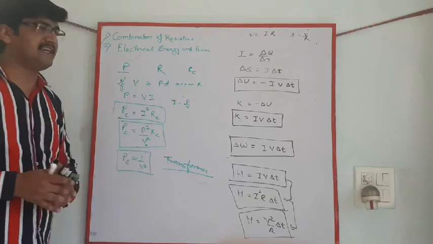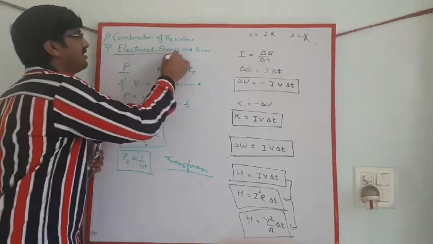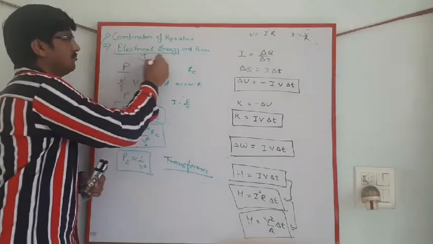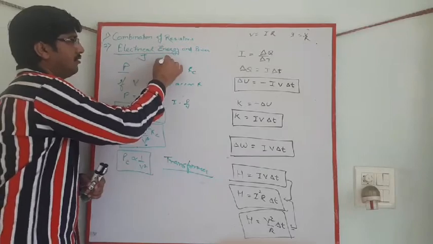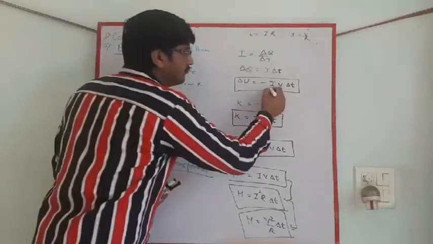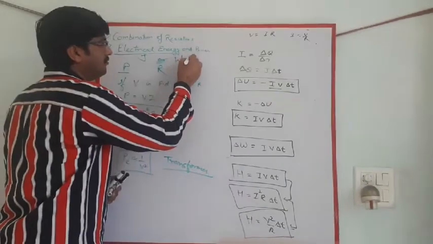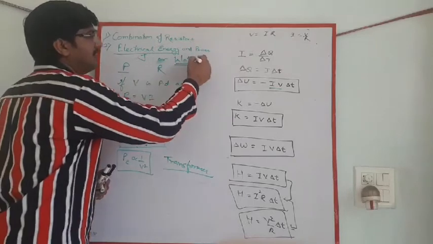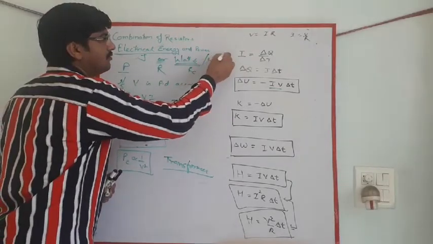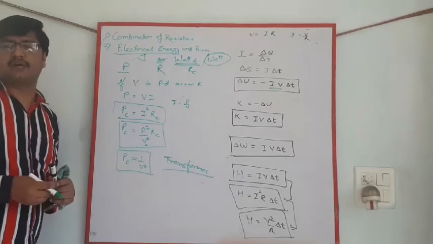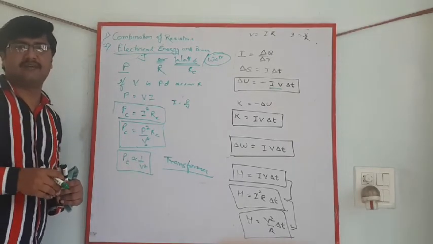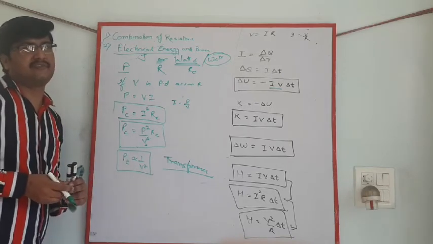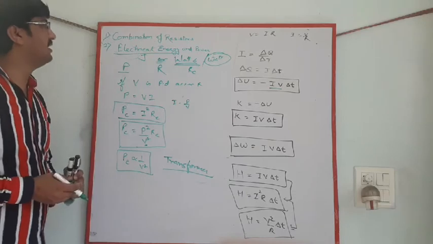If we discuss the SI units, the SI unit for electrical energy is, dear friends, joule or watt second. Whereas for power, second will cancel out and it becomes watt. The SI unit for electrical energy is joule or watt second, whereas for power it's watt, kilowatt. This was all about electrical energy and power.